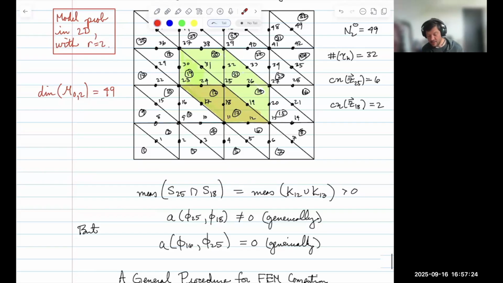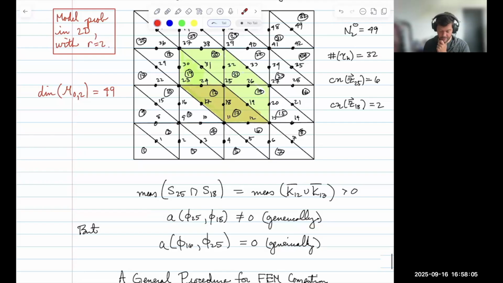Now it still may work out to be 0, we don't know, but we say that it's generically non-zero because the measure of the intersection of the supports between 25 and 18, which turns out to be precisely the union of triangles 12 and 13, well, actually, let me be really precise about it. It's the union of the closures of those. So the measure of the union of the closure of K12 and K13 is definitely not 0. So this is generically non-zero.